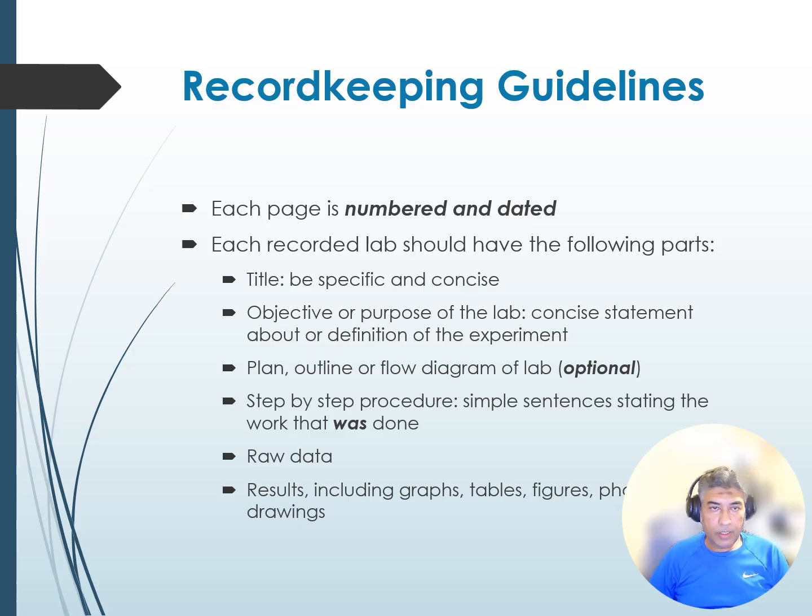Each page is numbered and dated. Each recorded lab should have the following parts. Title: be specific and concise. Objectives or purpose of the lab: a concise statement about or definition of the experiment. Plan, outline, or flow diagram of the lab; this can be optional. A step-by-step procedure: simple sentences stating the work that was done. Raw data and results, including graphs, tables, figures, photos, and drawings.